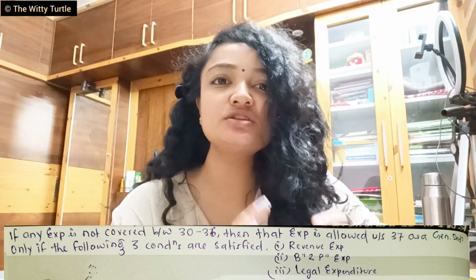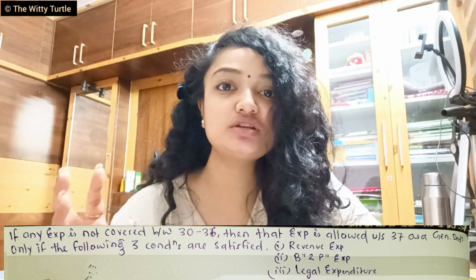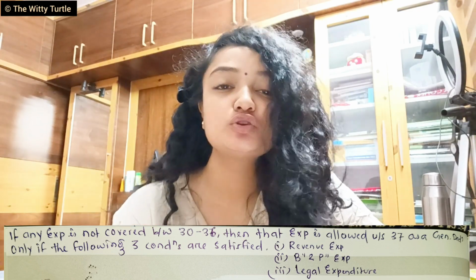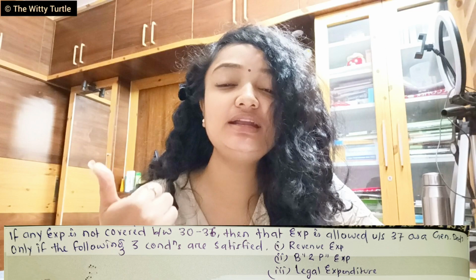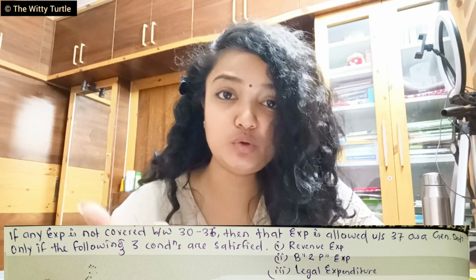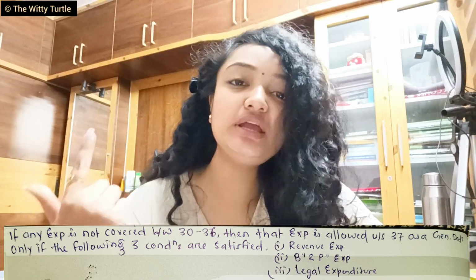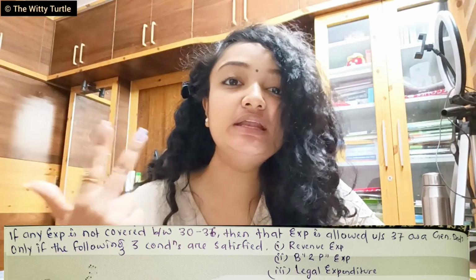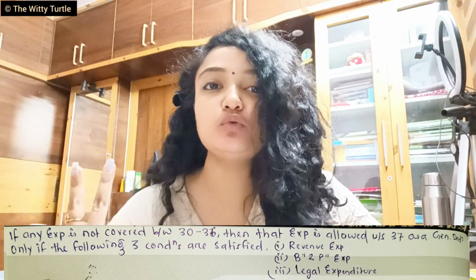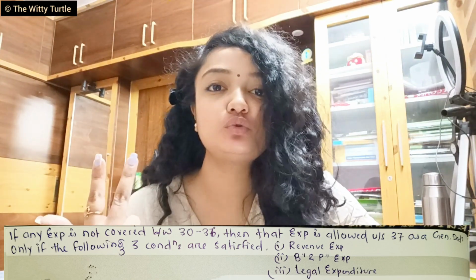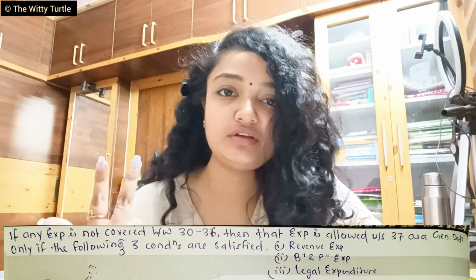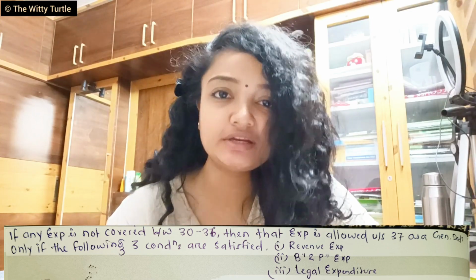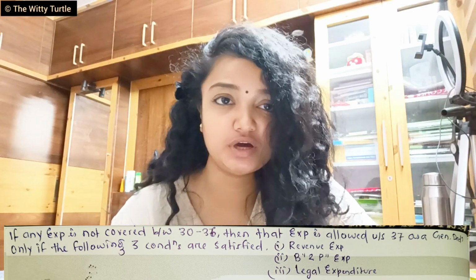So how many conditions are there so that the expenditure can be considered as a general deduction under section 37 subsection 1? There are total three conditions. The first condition is that it should be revenue in nature. It should be a revenue expenditure. The second point says that it must be incurred for the purpose of business or profession. And the third point says that it should be a legal expense, right? It should not be an offense under any other law, or it should not be illegal under any other law. So these are the general clauses for claiming deduction under section 37 subsection 1, right?